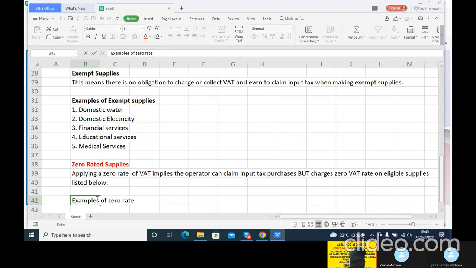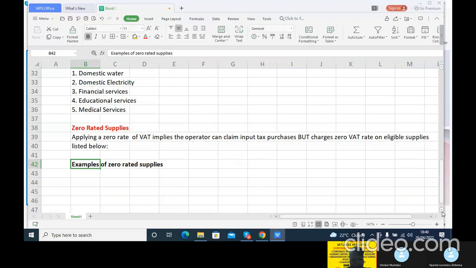Zero rated supplies. Now, which supplies do you expect to find a zero rate? Remember, I'm not saying zero rated firms. I'm saying zero rated supply. Meaning, if you are a firm, you can actually sell zero rated supplies and other supplies which are exempt. You can imagine a supermarket. A supermarket sells medical things like pain ease and stuff. Those are exempt from tax. The same supermarket sells other stuff which is zero rate. The same supermarket sells standard rated supplies.